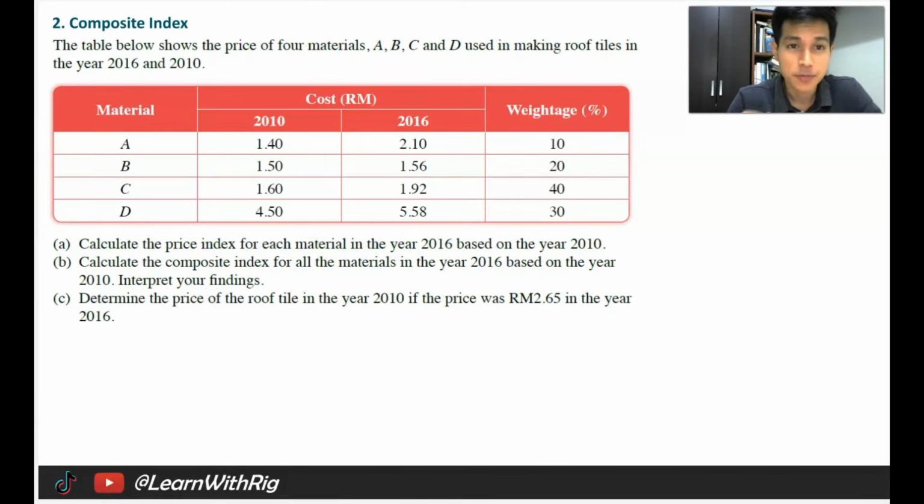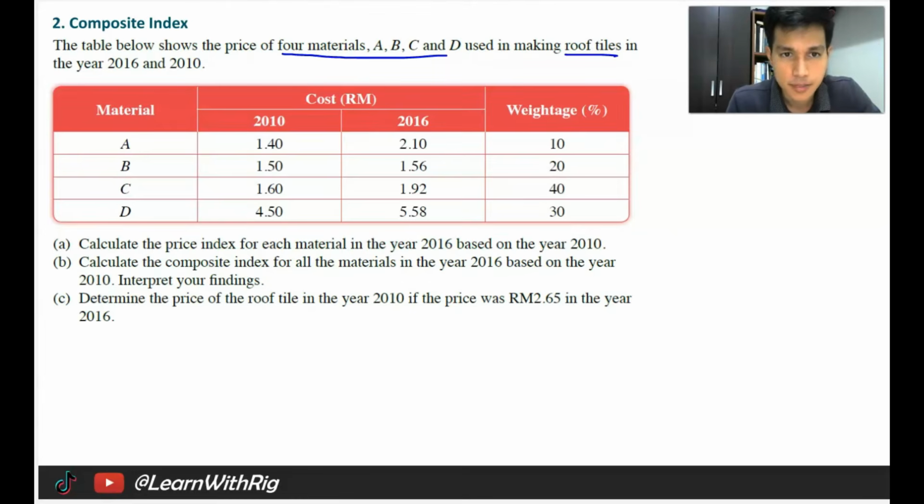Now I want you to stay with me in this question, because this kind of question is an exam type question. So stay with me. The question says the table below shows the price of 4 materials: A, B, C, D. These are 4 materials used in making roof tiles. Take note of this, because later you'll know why.